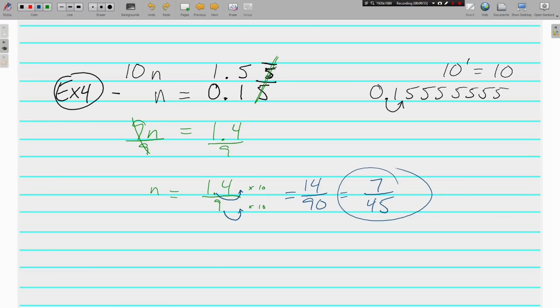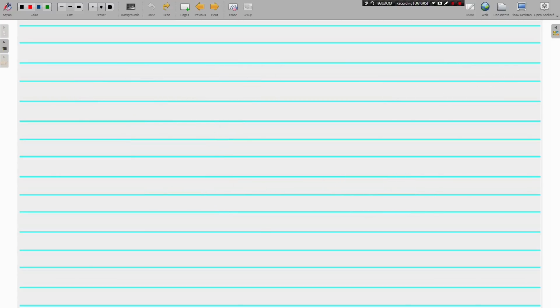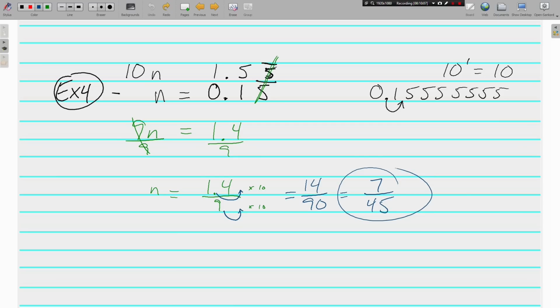Alright, so a few more steps in this one because there were two digits, but there was only one of them underneath the repeating bar. So I had a couple extra steps in there. And I think, yeah, that's the last example that I did.